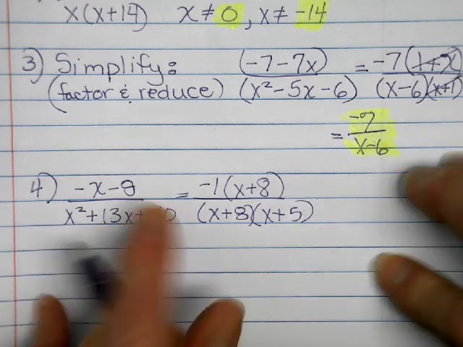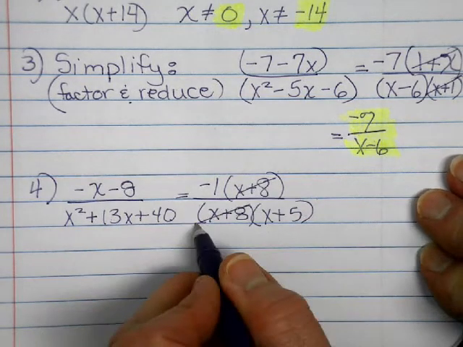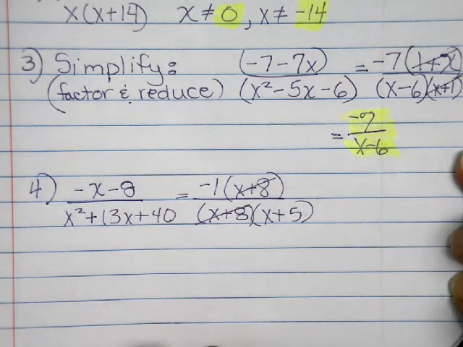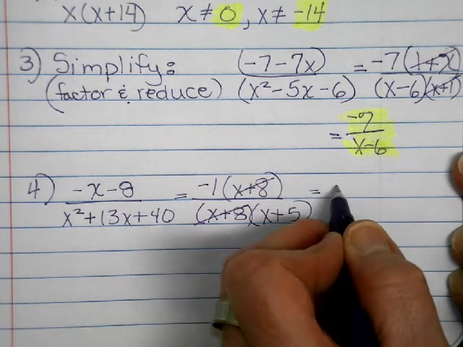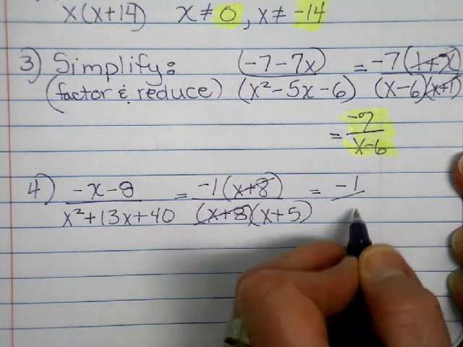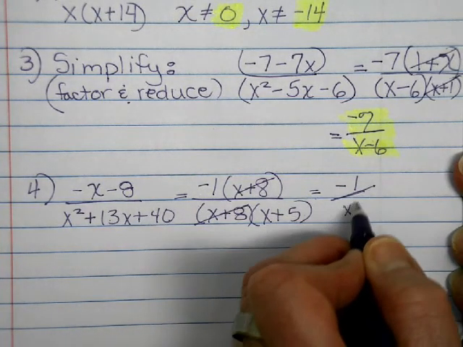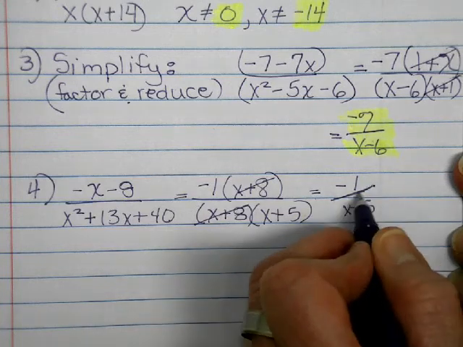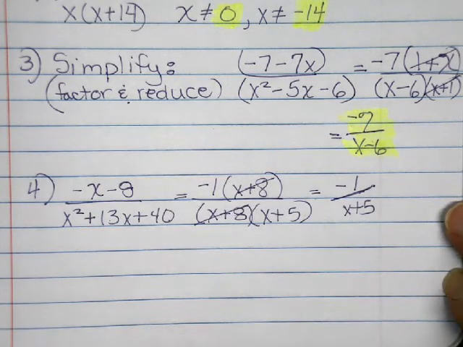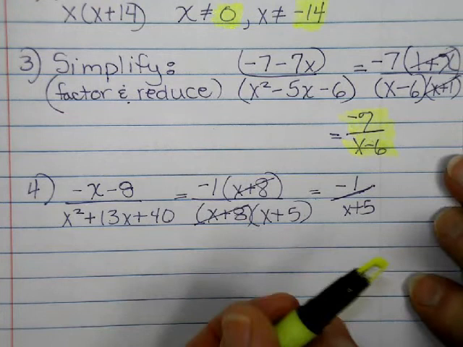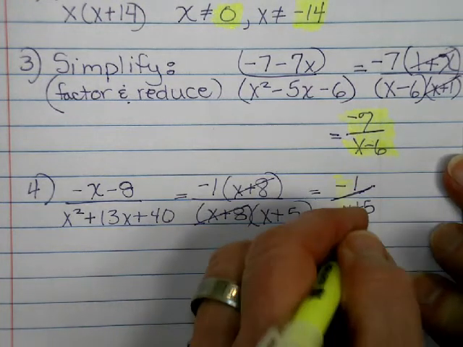So 8 plus 5 is 13. 8 times 5 is 40. I see a common factor. You cannot cancel unless they're being multiplied. So in your software, you hit the fraction button and then enter numerator over denominator.